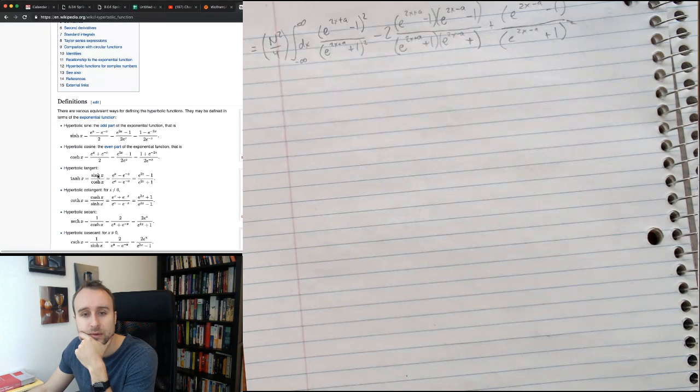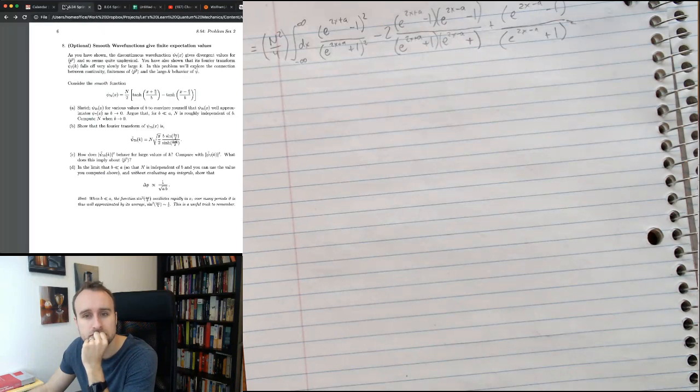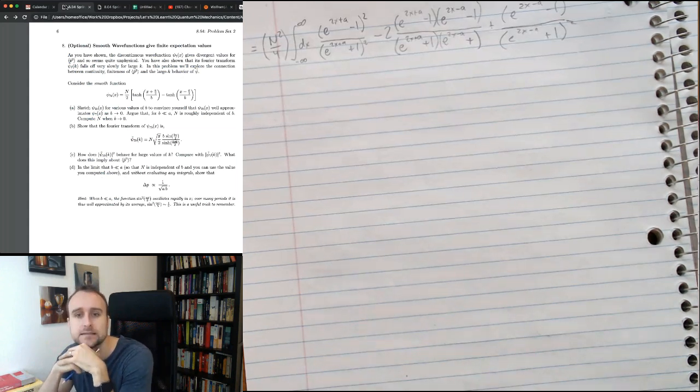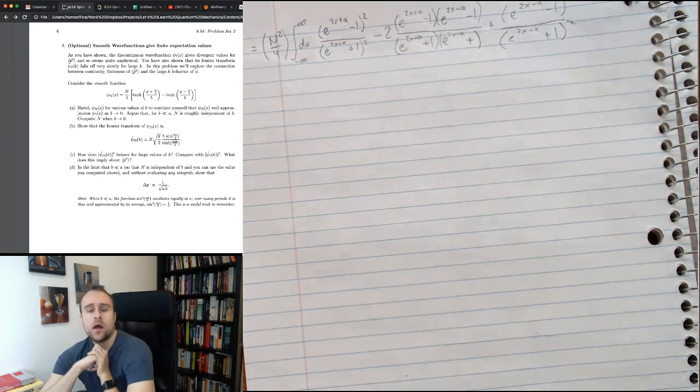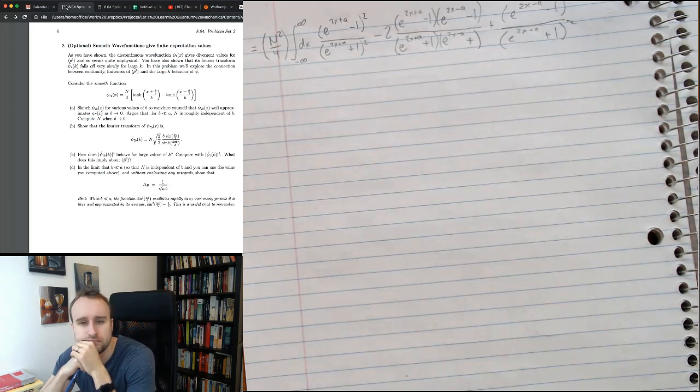You know what? I can maybe exploit this sinh x over cosh x. Maybe I can exploit that relation. Well, this is also kind of a mess. I think I'm missing some trigonometric identities to do this well.